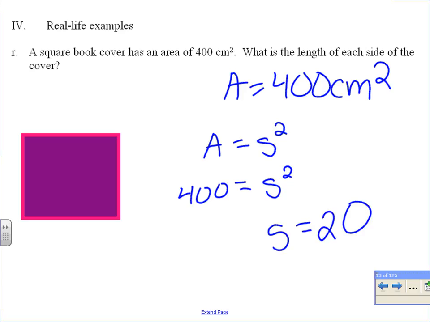Now in this one, centimeters, can you have an answer that's negative? No, your book cover cannot be negative dimensions, right? You can't say my book cover is negative 20 centimeters in width. So in this case, you only have one answer.